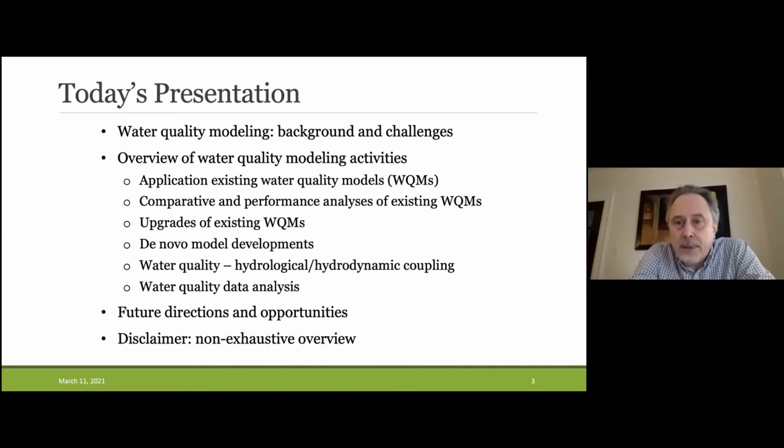Obviously, a big topic in the team is how do you essentially couple water quality calculations with hydrological and hydrodynamic simulations. And I'll speak a little bit about water quality data analysis. And I'll finish by giving at least a personal view of what some of the future directions and opportunities are within this field, but also particularly as it relates to the core modeling team.